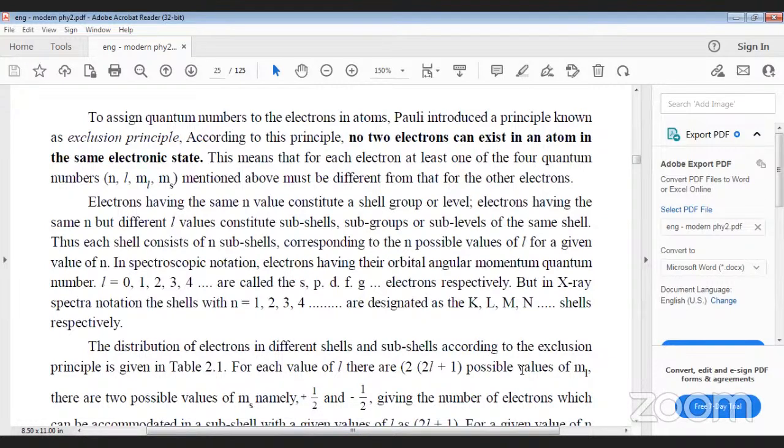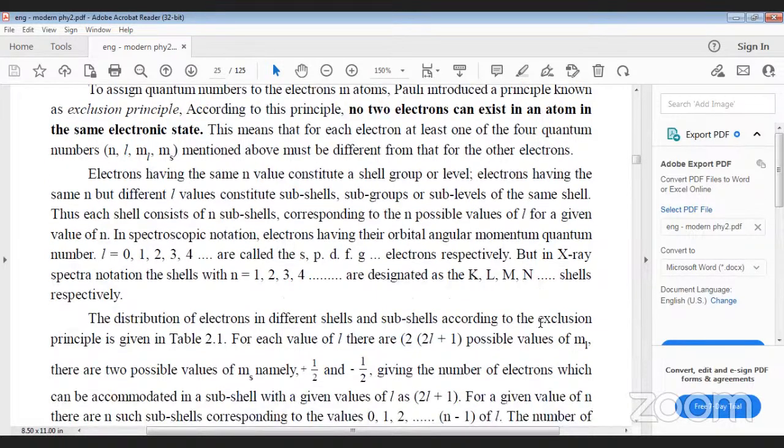No two electrons can exist in an atom in the same electron state, so they must have different quantum numbers. You know these: n, l, m_l, s, m_s.